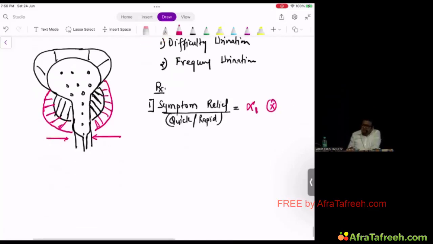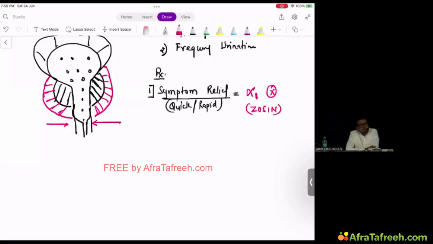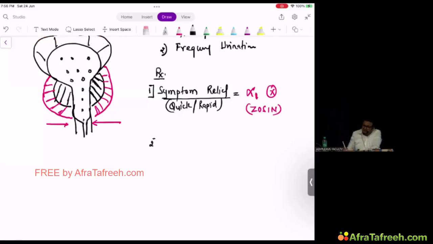Alpha 1 blockers. So that is Zosin. The Zosin drugs you will give, they will immediately relax the prostatic muscle, urine will come out. So alpha 1 blockers provide which relief? Symptomatic relief. Will they reduce the size of the prostate? No. So once you have given the symptom relief, then you can look for the reduction in prostate size.